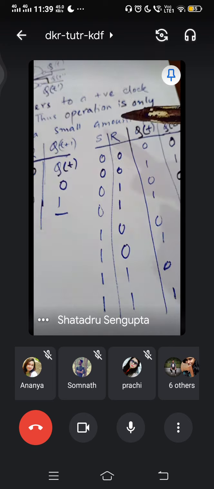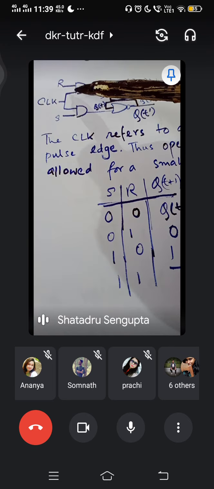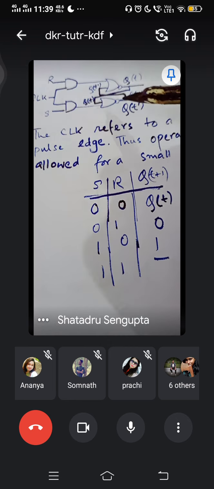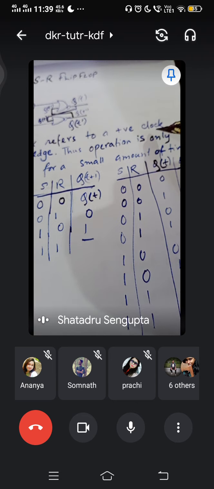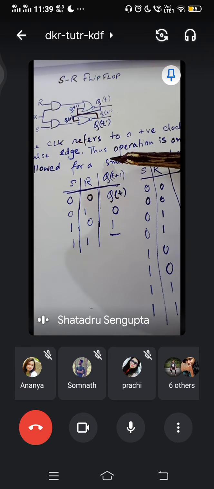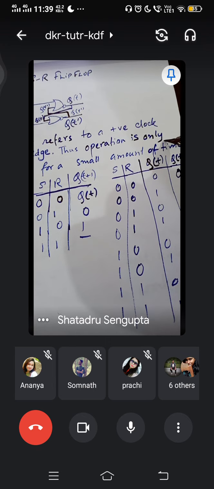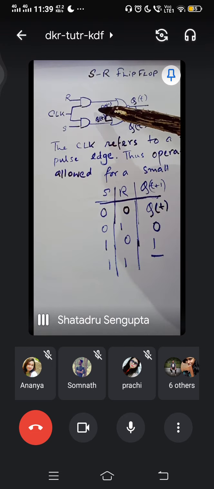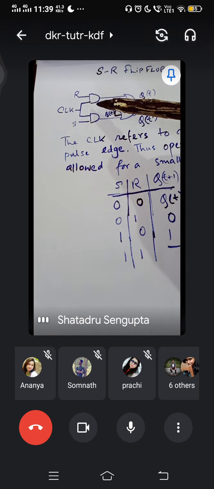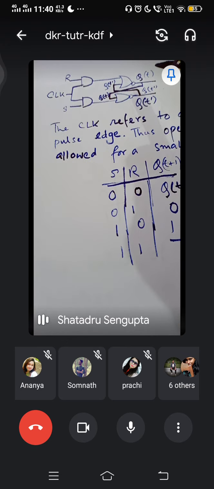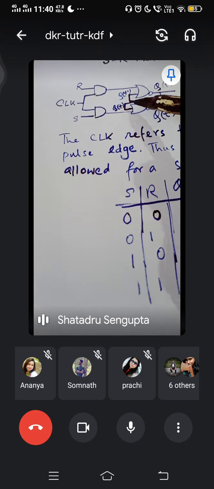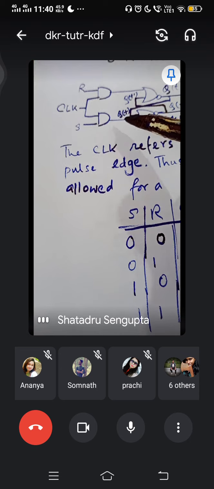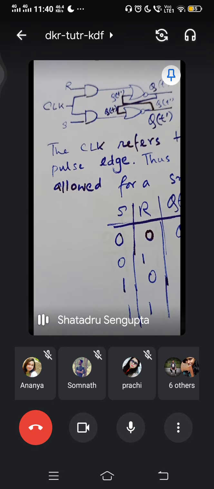So the difference is that CLK refers to the positive clock pulse edge. This operation is only allowed for a small amount of time, the time period for which we need to have a reset signal or a set signal. That makes sense, because in the latch, the reset would be on for some time, and set would be on for some time. Why would you actually want to do that? You want a reset signal to go in and a set signal to go in.